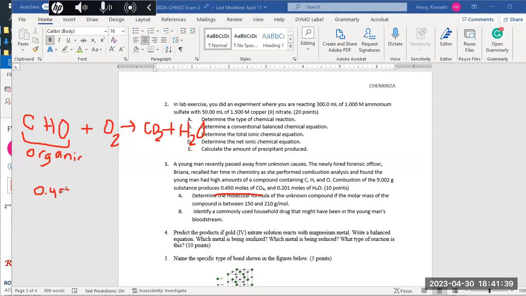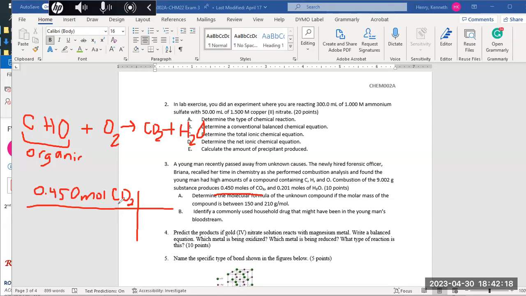So if I have 0.450 moles of carbon dioxide, how can I figure out how many moles of just carbon I have? You divide it. But divided by what? What is the relationship between carbon dioxide and carbon? Is it a ratio? It is going to be a ratio, right? How many moles of carbon are in carbon dioxide?